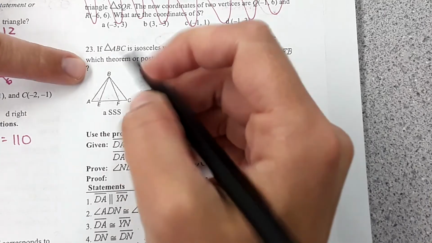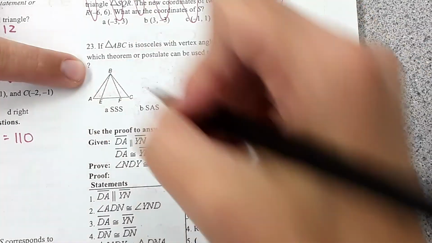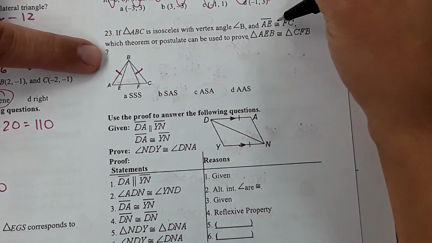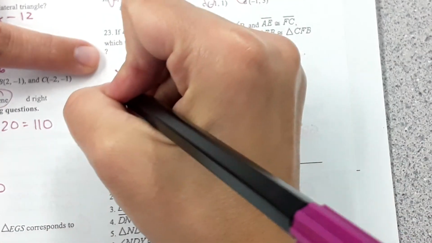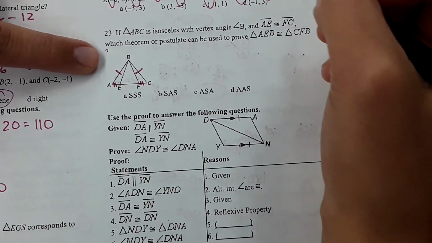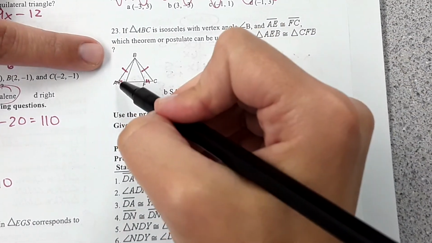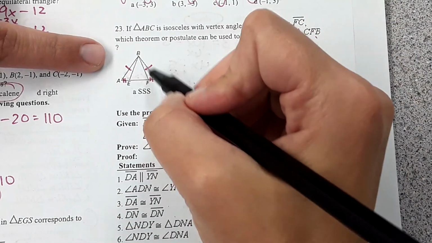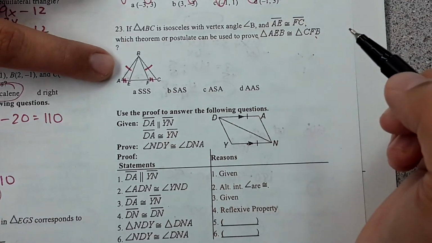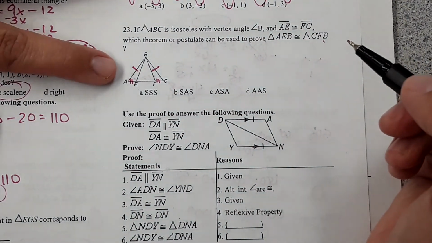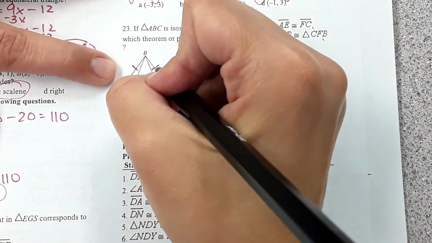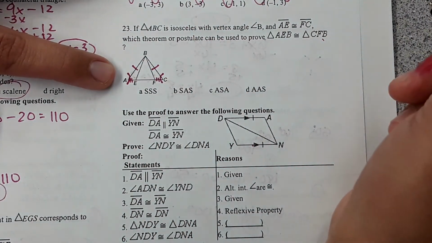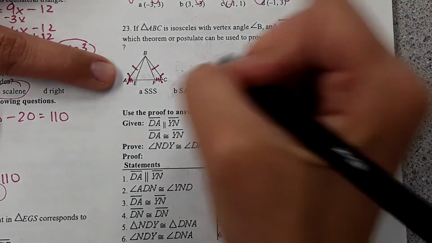23, if triangle ABC is isosceles, so this would be congruent to this, with vertex angle B, and AE congruent to FC. So AE is congruent to FC. Which theorem or postulate can be used to prove that triangle AEB, so this little triangle right here, is congruent to triangle CFB? Right now we only have 2 sides congruent, but because it's isosceles, we also know that the opposite angles are congruent. So this angle must be equal to this angle, and then that gives us side angle side right here.